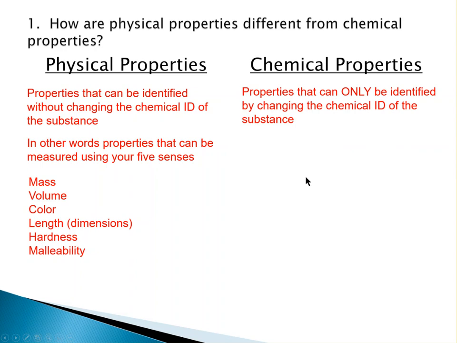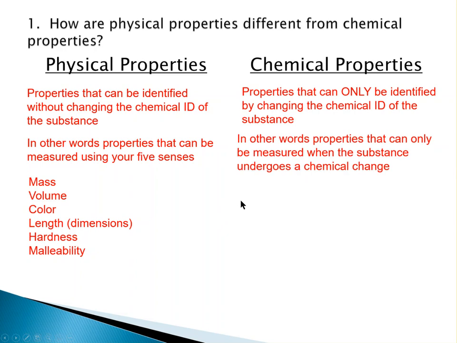So chemical properties are the opposite. They are properties that can only be identified by changing the chemical ID of the substance. In other words, they're properties that can only be measured when the substance undergoes what's called a chemical change. All right, so examples of chemical properties, things like flammability. Burning something is a chemical change. You can only tell how well something burns by burning it.